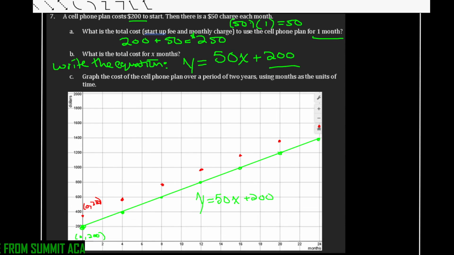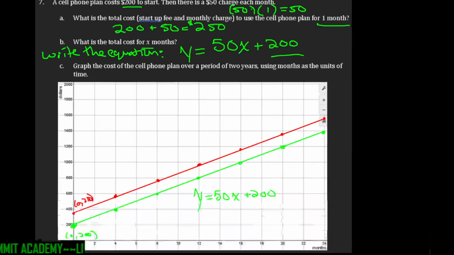Once you have those points plotted, take your line, graph it through those points, like so, and make sure you label it. We're going to say this is the other company where it has 50x plus 350.